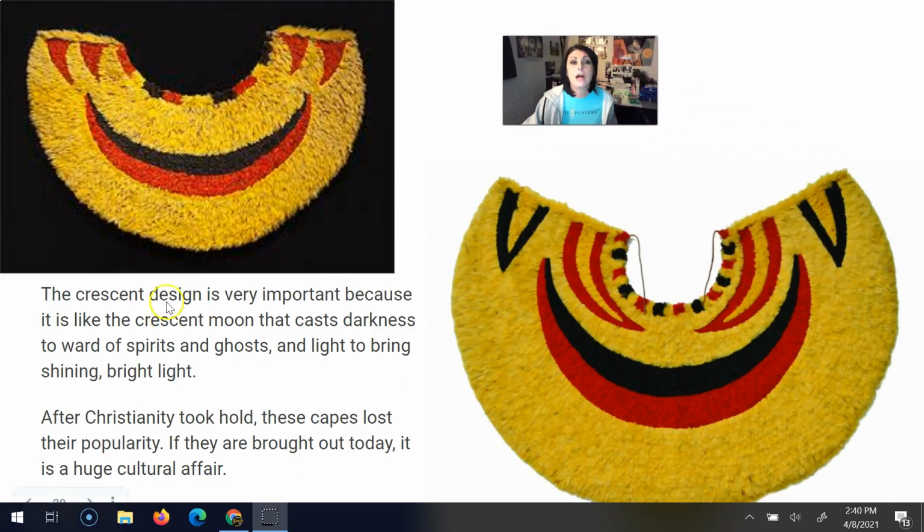All right. Now, I really think this is neat, that the crescent moon shape of this is very important, because it's like the crescent moon that casts darkness to ward off spirits and ghosts. And then there's the light of the yellow to bring shining bright light. All right, so it's this idea of that crescent moon, which has dark and light, that the darkness could keep the evil at bay and protect them, and then the yellow could bring light and understanding.